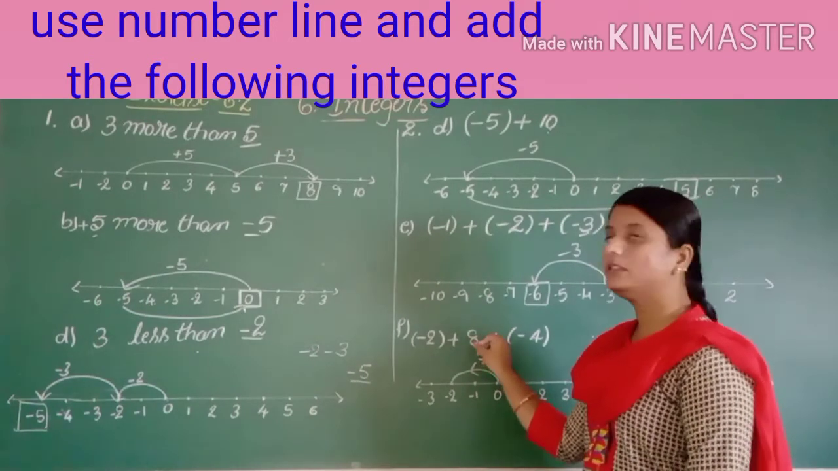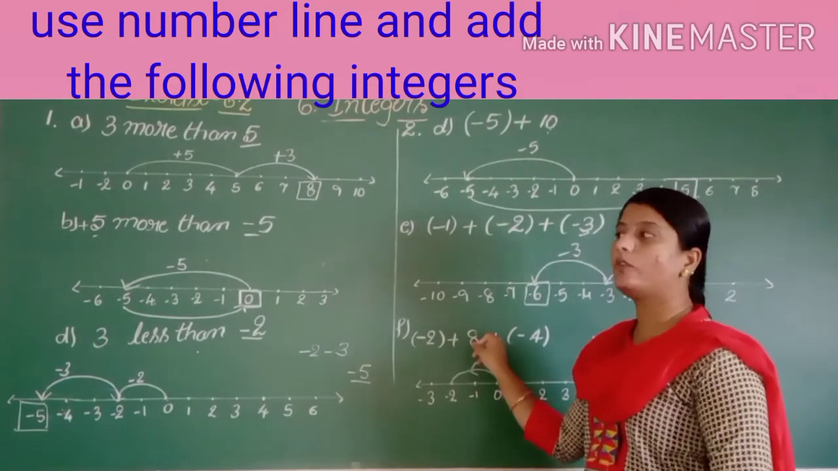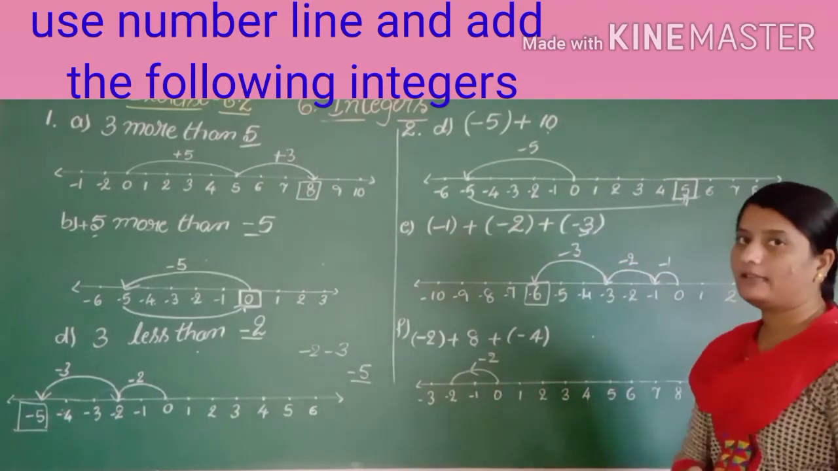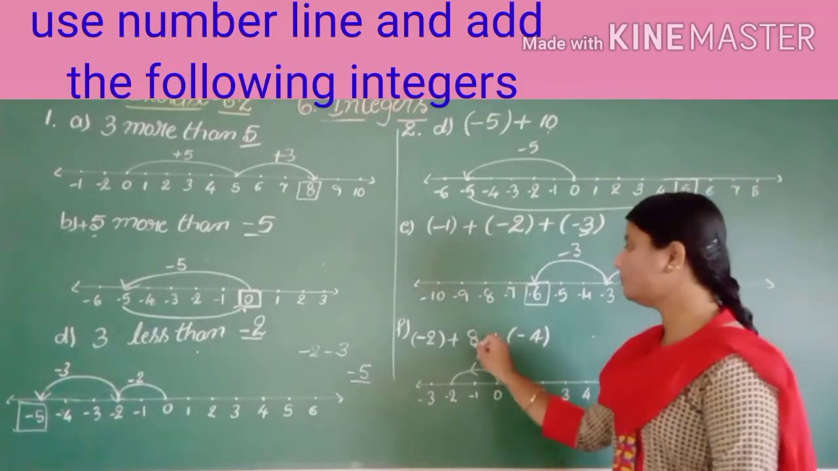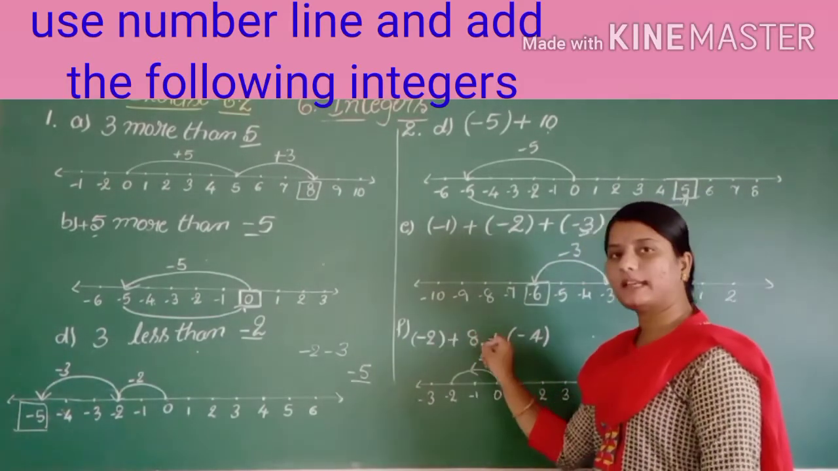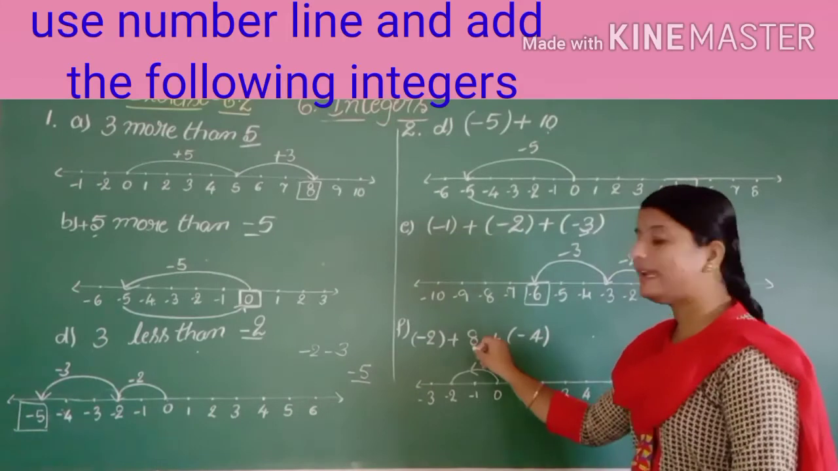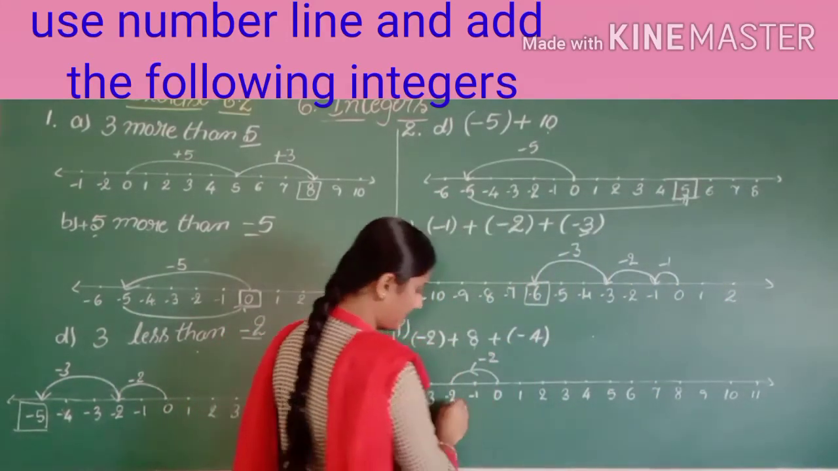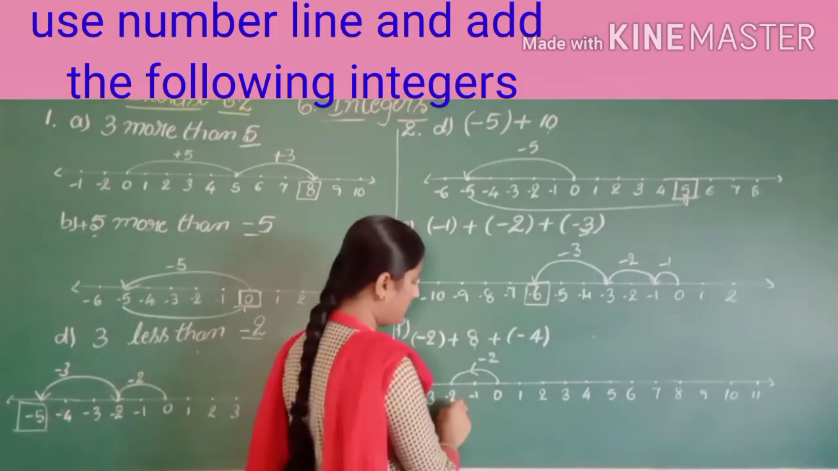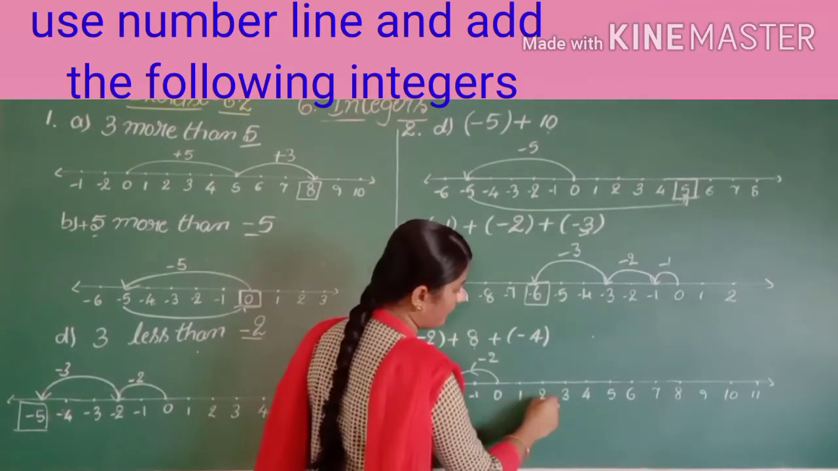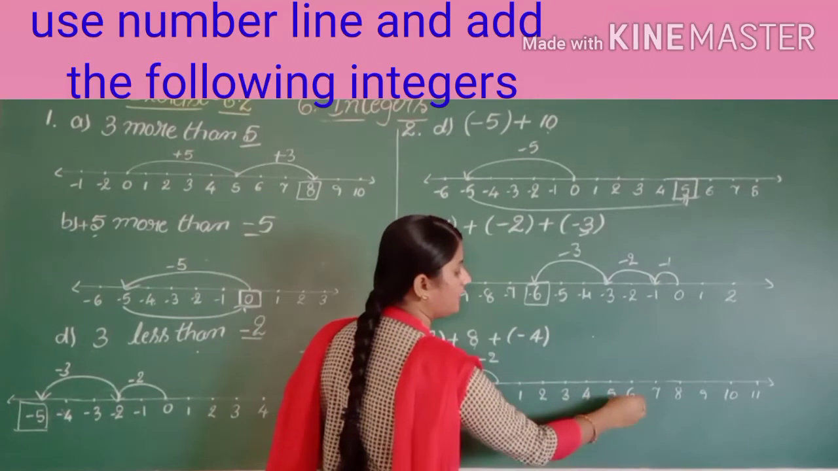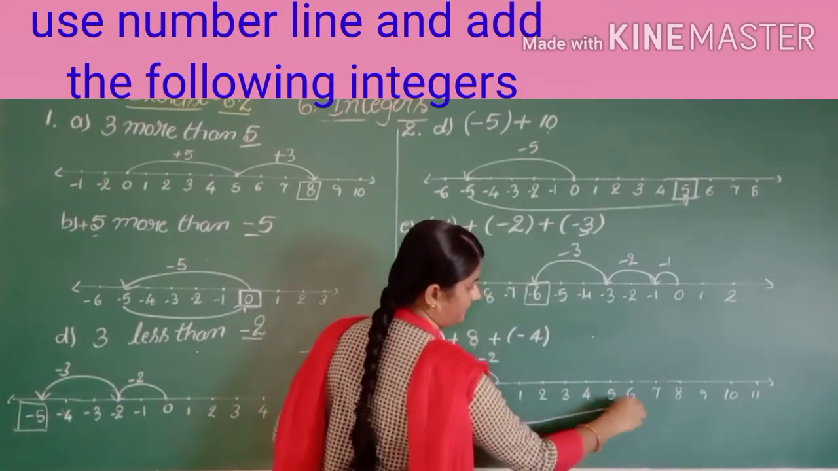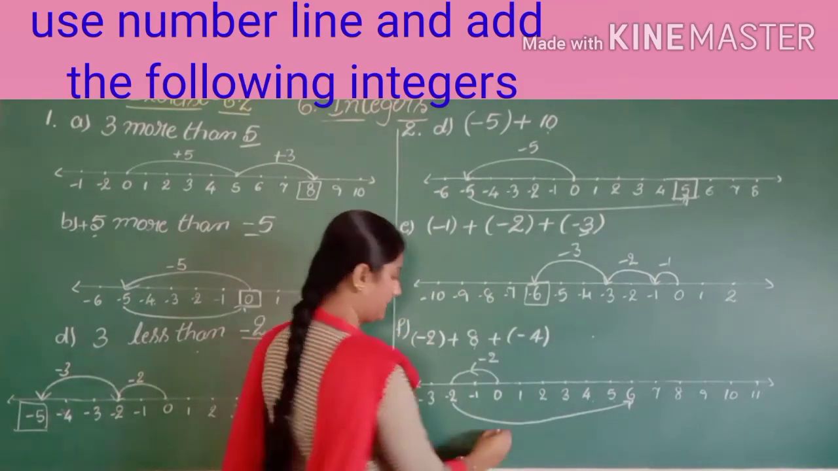Then next plus 8. So we are adding a positive integer. While adding a positive integer, we have to move to the right of the number line. How many steps do we have to move from -2 to the right? That is 8 steps. See here, from -2, 8 steps we have to move. Count here: 1, 2, 3, 4, 5, 6, 7, 8. So up to 6 we have to move. So it is plus 8.